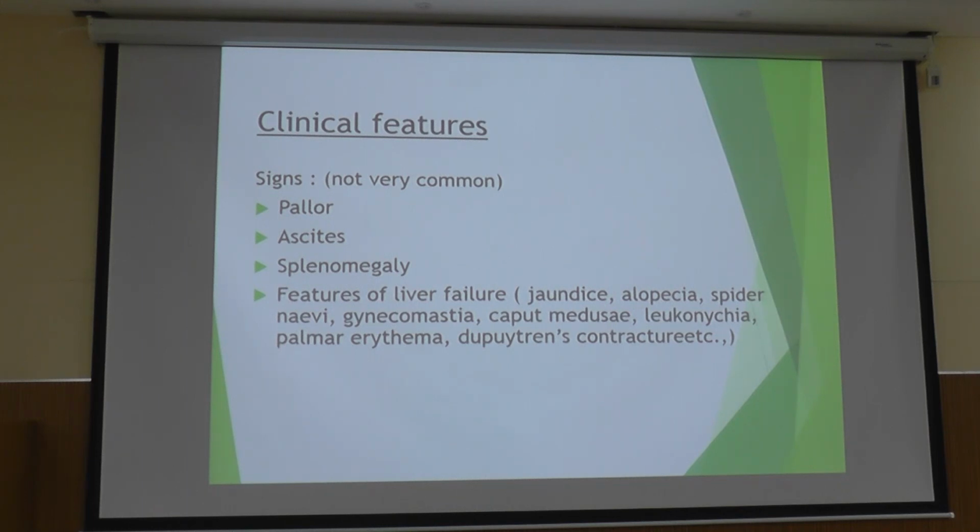Now coming to the signs, they are not very common. So pallor, as I said, the patient loses a lot of blood, so the patient will be anemic, so we'll be able to elicit the pallor. And ascites and splenomegaly, we can say it is due to portal hypertension.